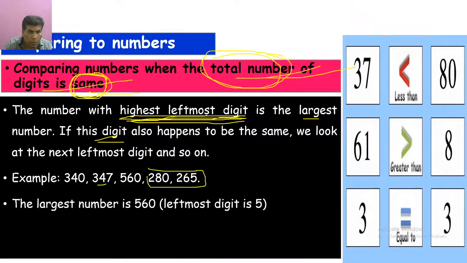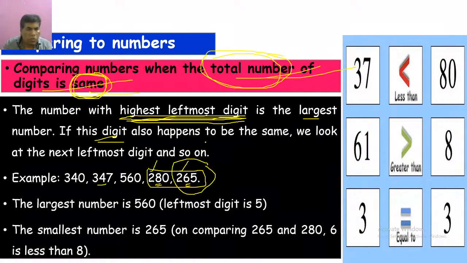These two numbers are the least numbers, but here the leftmost 2 is the same in both. If the leftmost digit is the same, what do we have to do? We have to compare the immediate next digit. Here it is 8, here it is 6. Which one is least? 6 is the least. So 265 is the least number, because on comparing 265 and 280, 6 is less than 8.